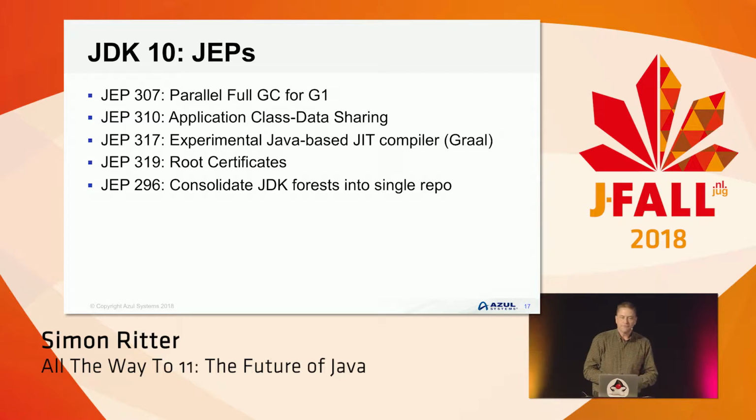There is an experimental Java-based JIT compiler called Graal. This is part of a bigger project looking at how to replace the entire JVM with one written in Java rather than written in C++.